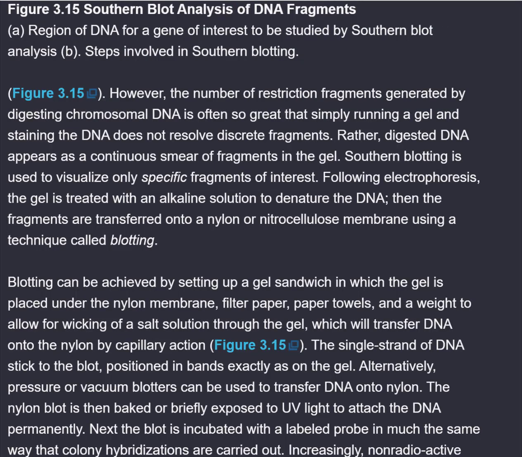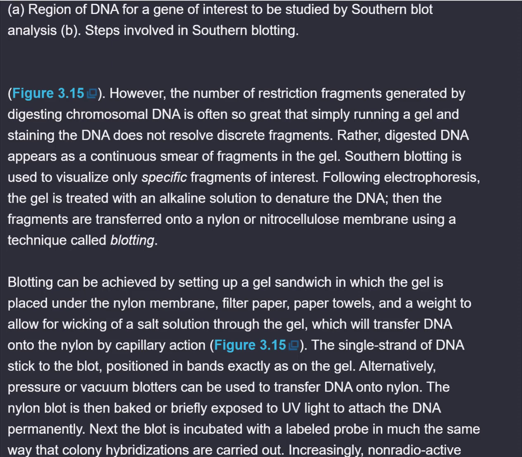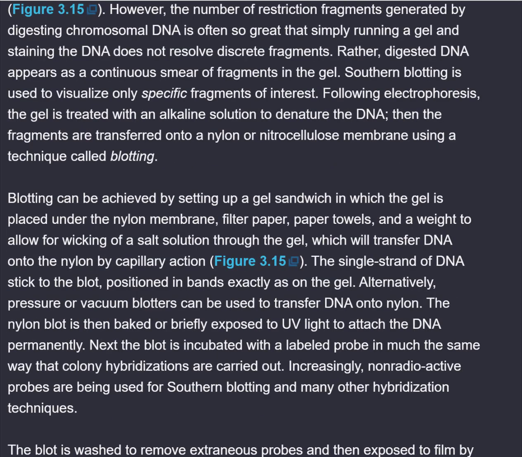Figure 3.15 Southern blot analysis of DNA fragments. A. Region of DNA for a gene of interest to be studied by Southern blot analysis. B. Steps involved in Southern blotting. Figure 3.15. However, the number of restriction fragments generated by digesting chromosomal DNA is often so great that simply running a gel and staining the DNA does not resolve discrete fragments. Rather, digested DNA appears as a continuous smear of fragments in the gel. Southern blotting is used to visualize only specific fragments of interest.